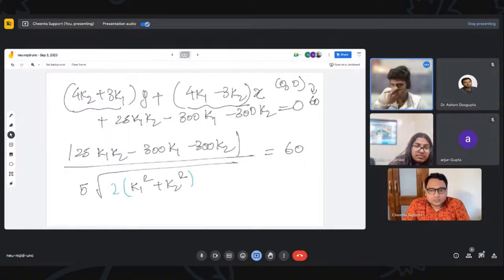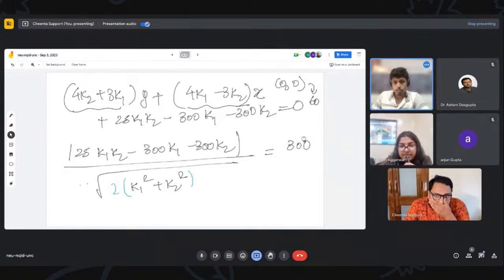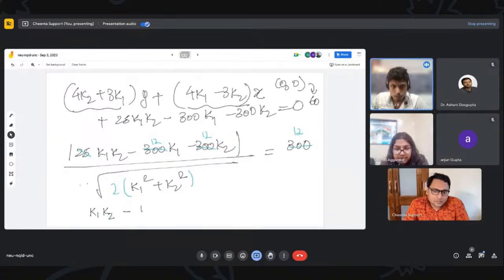Yeah, times 2. Times 2. So now this 5 travels here and changes to 300. Okay. I think just cancel the 25. 25, yeah. K1, K2 minus 12K1 minus 12K2.